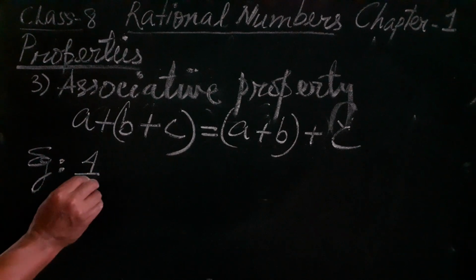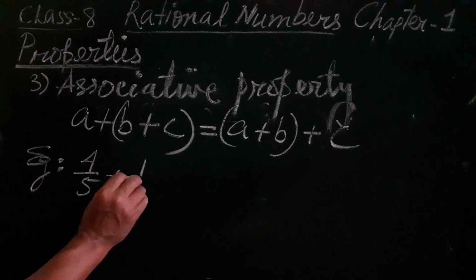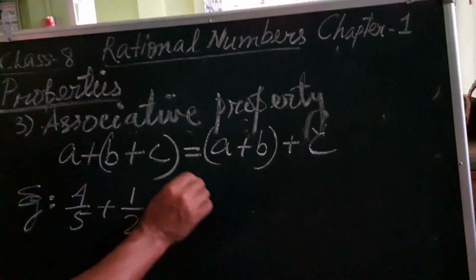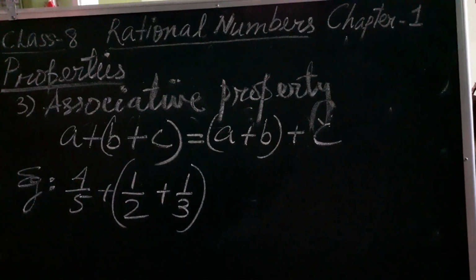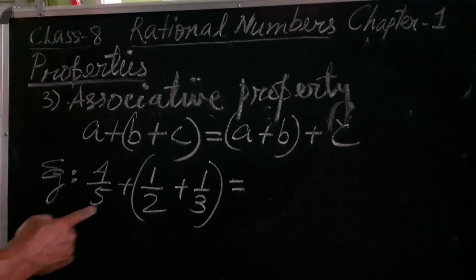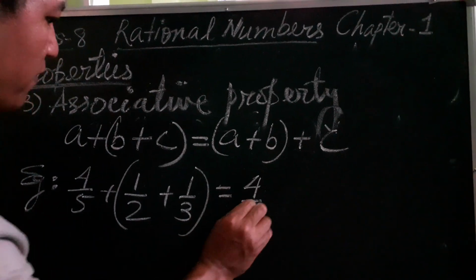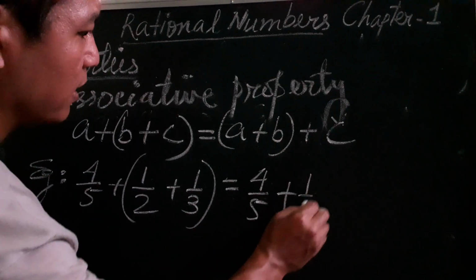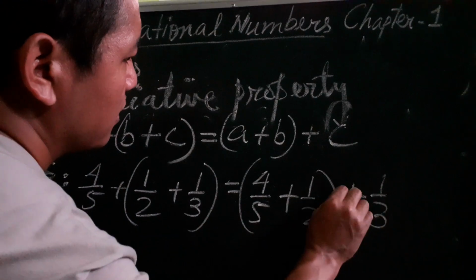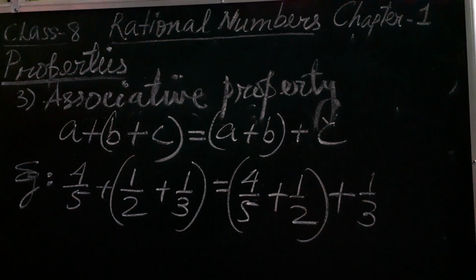4 by 5 is a rational number, plus (1 by 2 plus 1 by 3). 1 by 2 and 1 by 3, let us group it. And in the next case, let us change the grouping of rational numbers. (4 by 5 plus 1 by 2), we'll group together, then plus 1 by 3. Now let us check whether it is true or not.